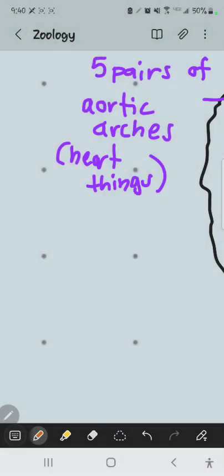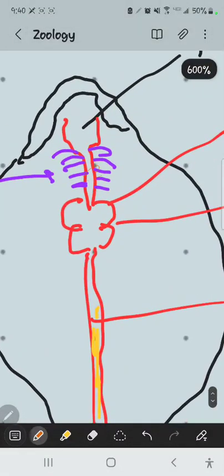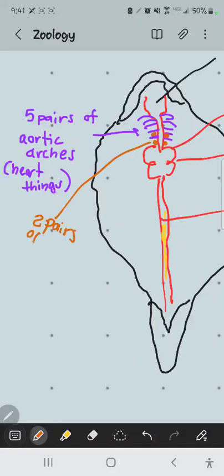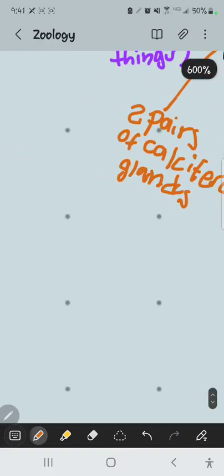Calciferous glands. The calciferous glands, there's 2 pairs of them, and they're actually behind aortic arch 4 and 5. The calciferous glands are used for regulating blood pH. What the calciferous glands do is they absorb calcium from the intestine as the food's passing through the esophagus, and then transfers the calcium to the blood.